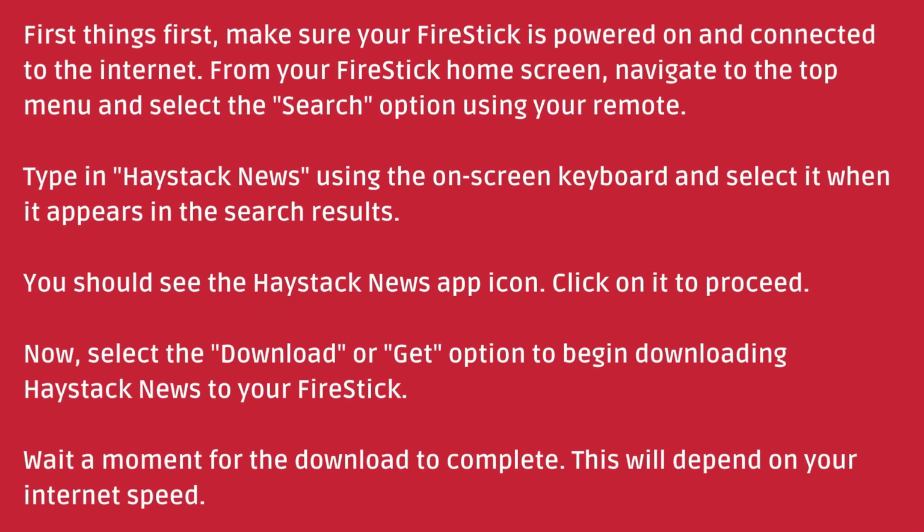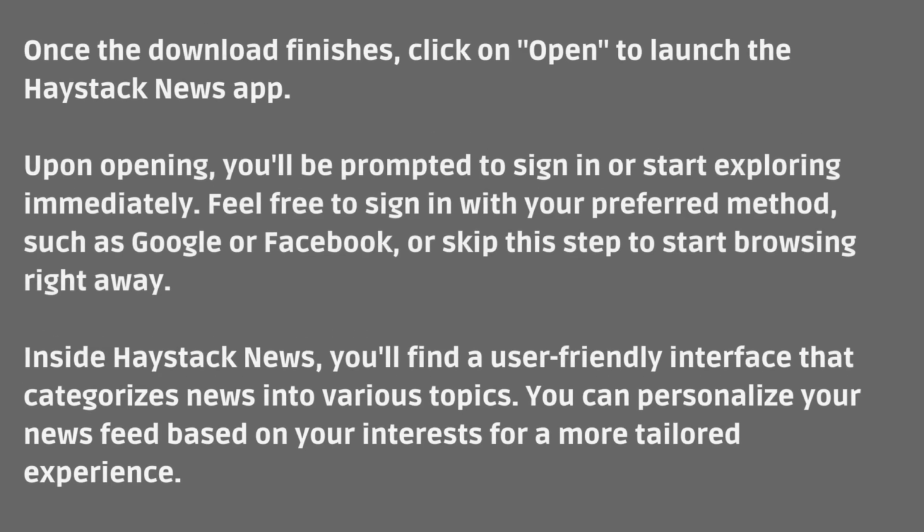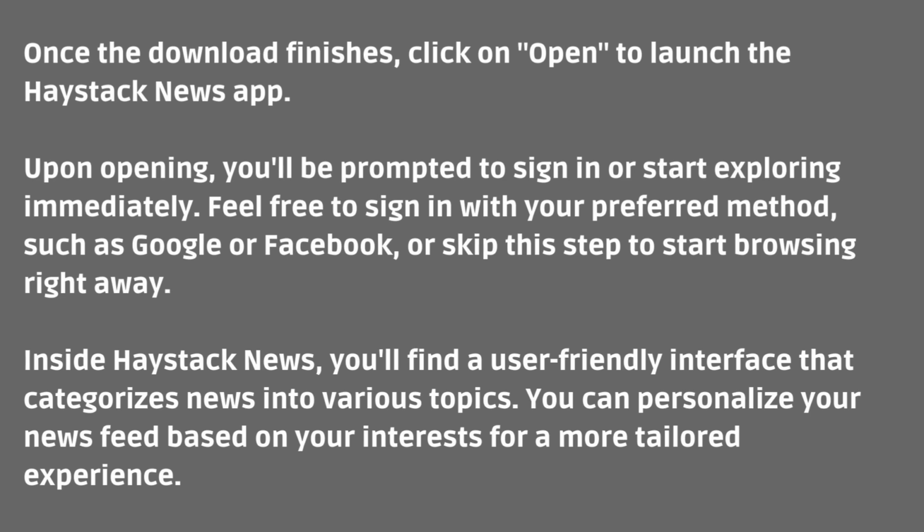Now, select the Download or Get option to begin downloading Haystack News to your FireStick. Wait a moment for the download to complete. This will depend on your internet speed. Once the download finishes, click on Open to launch the Haystack News app.